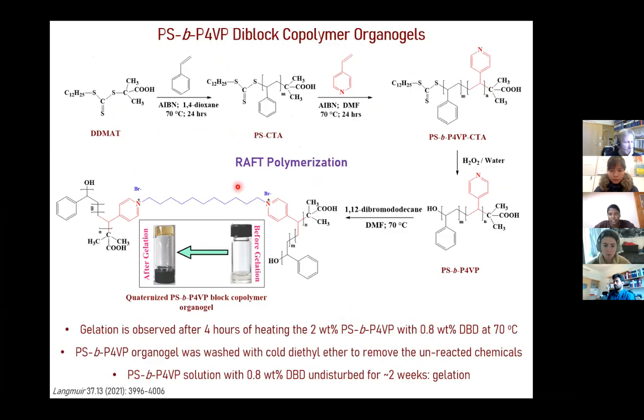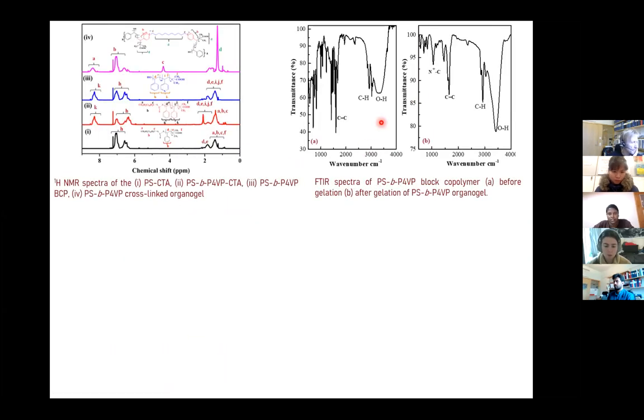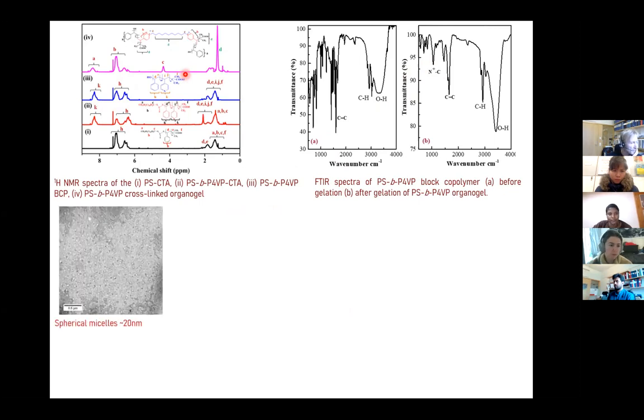So these groups have been formed. From FTIR, and from NMR also, you can see these peaks have been formed, which confirms that there is an organogel formation. And in a dilute solution of the diblock copolymer, we did some cryo-TEM to see what is the shape of the micelles. They form spherical micelles, which are approximately 20 nanometers in diameter.